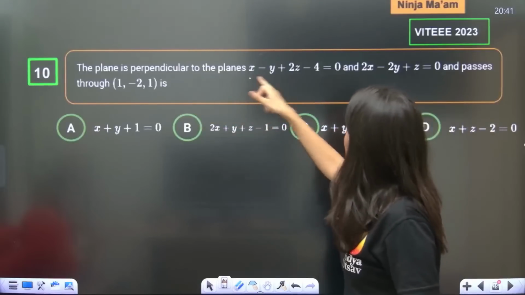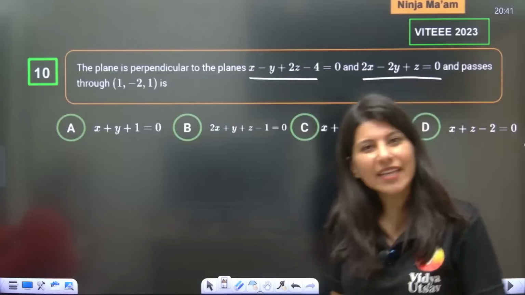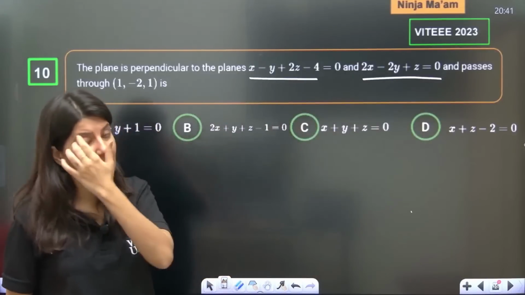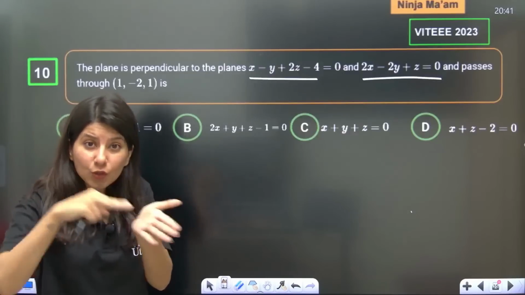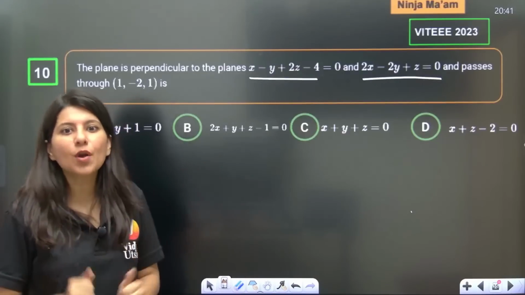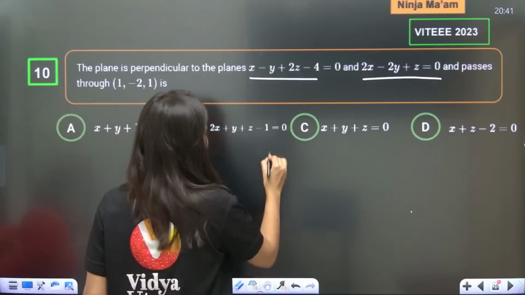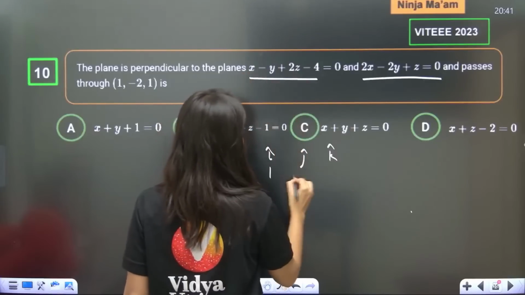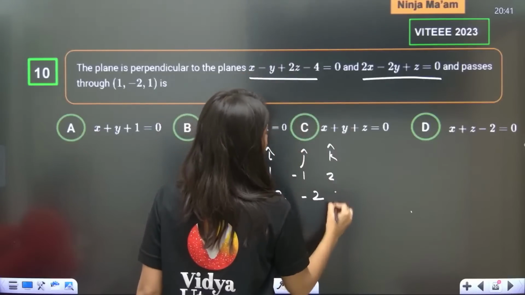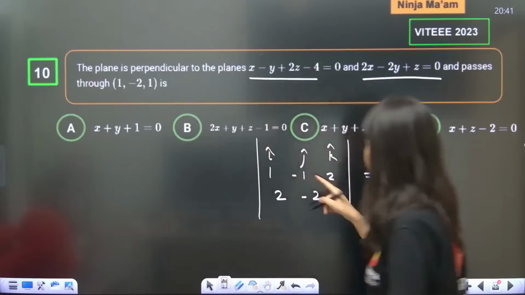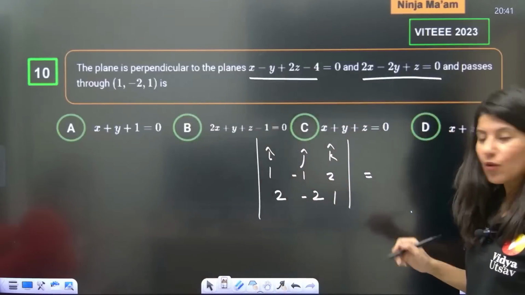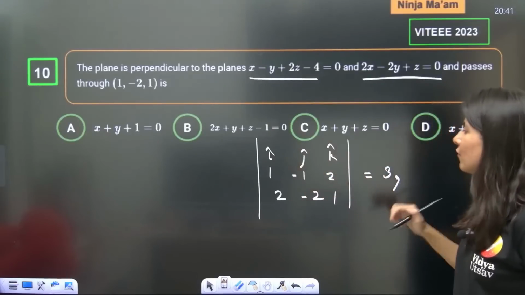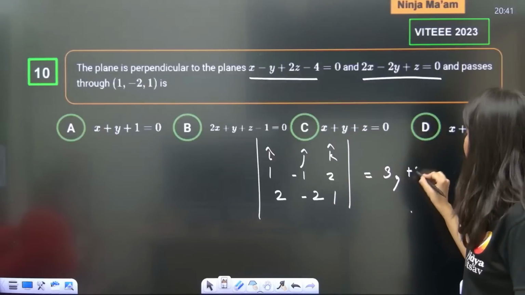Plane perpendicular to these two planes. See, again, same concept. Whatever you have done in the previous question, you have to do the same in this question. A vector perpendicular to two given vectors is nothing but the cross product between them. So, just make the cross product between the normal directions 1, minus 1, 2 and 2, minus 2, 1. This is minus 1 plus 4, which is 3. Then this is 1 minus 4, so minus 3, but it will be plus 3.